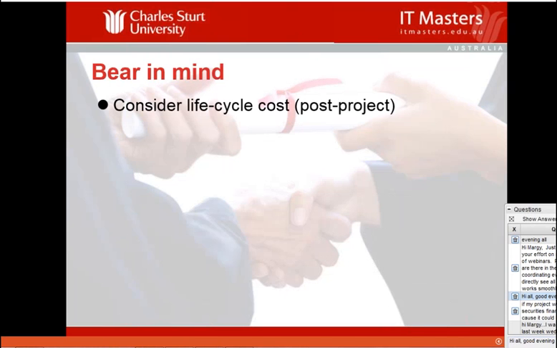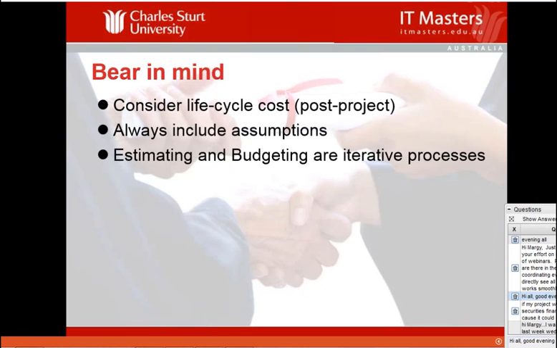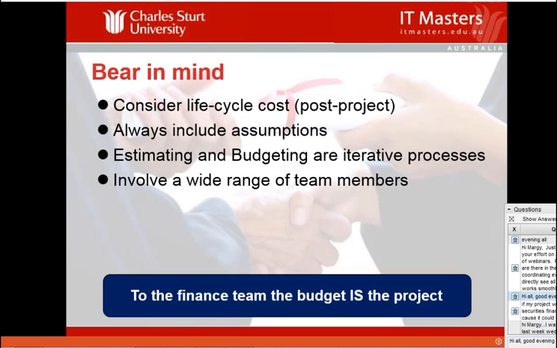And bear in mind, life cycle costing, which I'm talking about, the long-term life of the product, always includes assumptions. Estimating and budgeting are an iterative process, so you keep going over and over again until you feel you've got things right, and involve a wide range of team members. If you are going to do estimating, people who get involved in estimating have a sense of ownership. The budget is the project to the finance team.